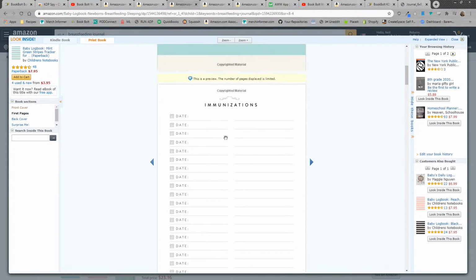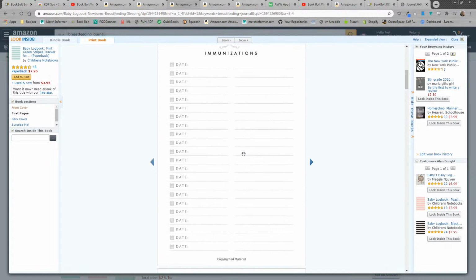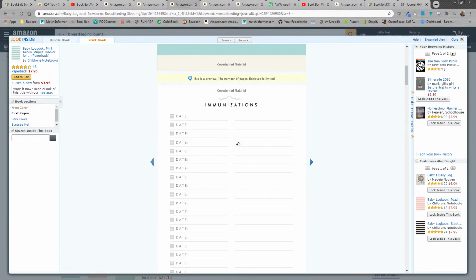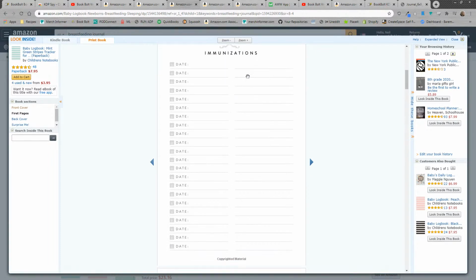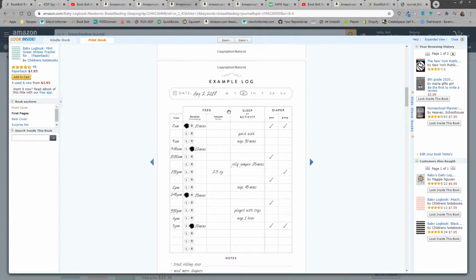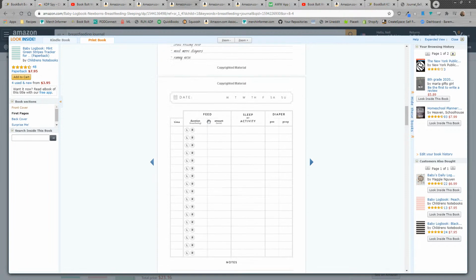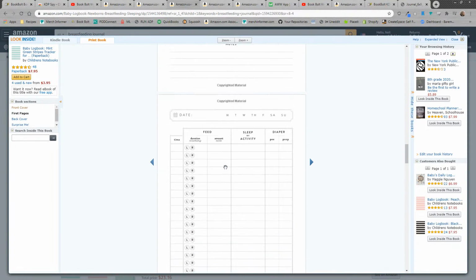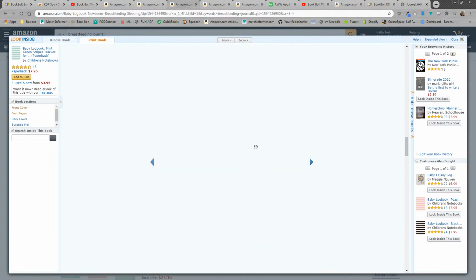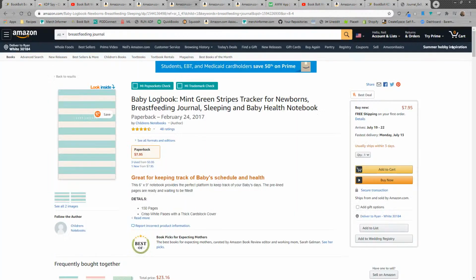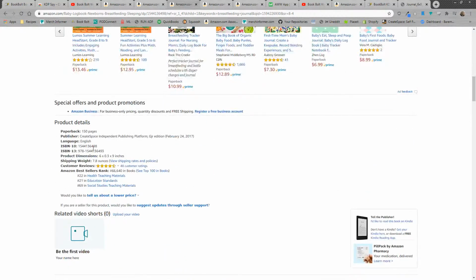Wow, immunizations, okay? So this person put a little bit more effort into their interior. That's what I want you guys to take away. These are not all just lined pages. They're different. They have a page for immunizations, a page for some logbooks, sleep activity, feeding, diapers. Okay, a little bit different, same sort of thing. And then they repeat that one. So awesome interior. Okay, very good interior. It's been up for a while, 48 ratings. But how big is the book here? 150 pages, okay? This is a low-content book.